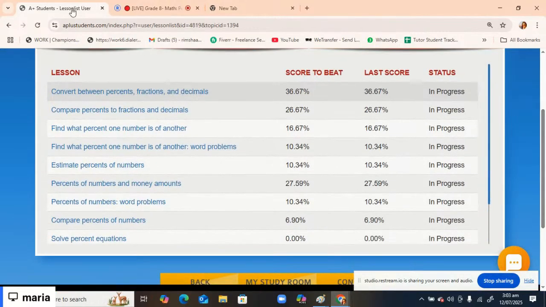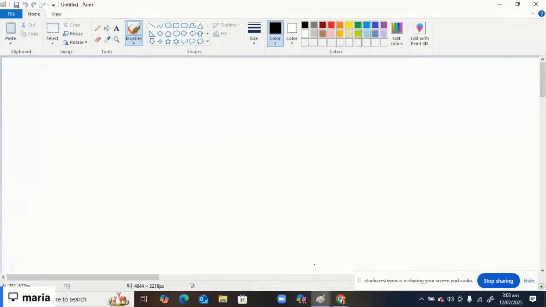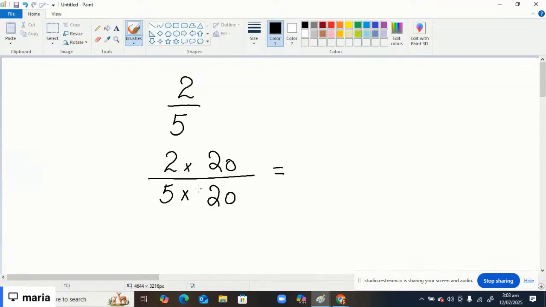So the lesson today, first we start with converting between percents, fractions and decimals. How do you write 2 by 5 as a percent? First of all, we always make the denominator equal to 100. Look here, this is 2 by 5. To make this 100, we are just going to multiply and divide by the same number, 20. We only make the denominator equal to 100.